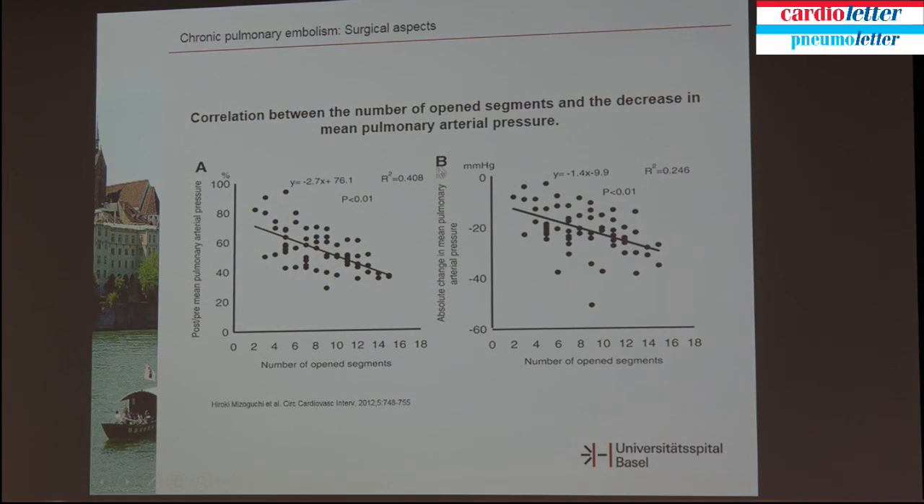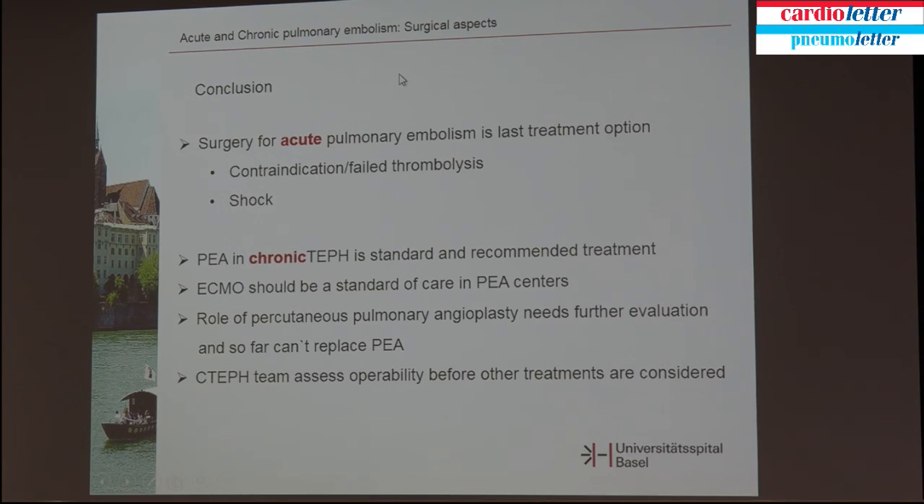The correlation of the result, meaning the decrease of the pulmonary arterial pressure, is dependent on how many sessions you have, how many interventions, saying the more you have, the better the result is. So in conclusion, I would state that surgery for acute pulmonary embolism is the last treatment option. Indications are contraindication for thrombolysis or failed thrombolysis and hemodynamic instability with shock. In the chronic setting, the PEA so far is the standard and the recommended treatment.